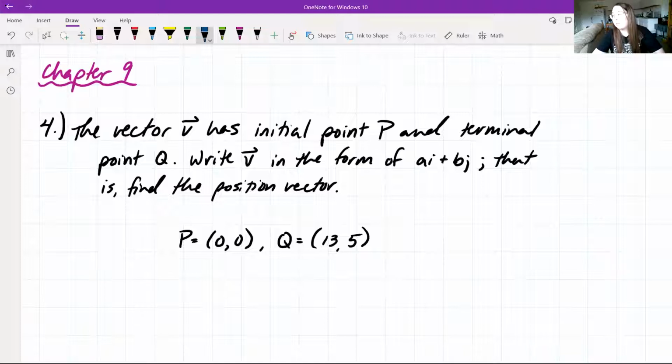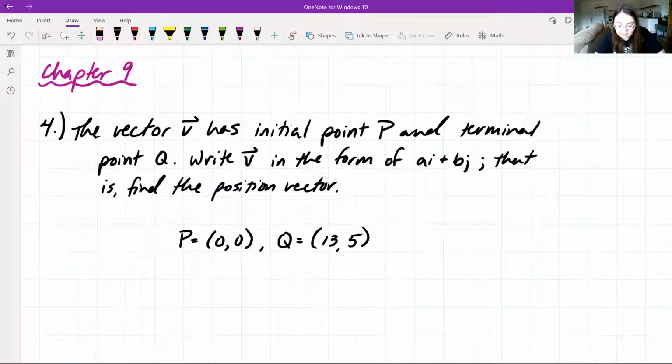All right, on to problem 4, which is from chapter 9. Number 4 states that the vector v has an initial point P and a terminal point Q. We want to write the vector v in the form of a times i plus b times j. That is, we want to find the position vector.